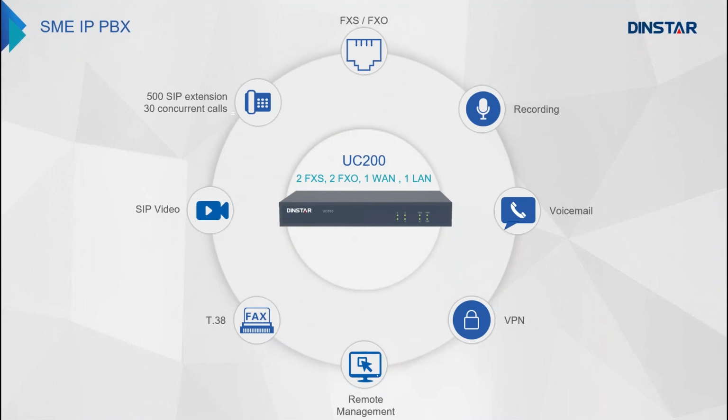The second model is the UC200. Of course, it's more powerful than the previous one, and this one can support 2 FXO and 2 FXS with one LAN and one WAN port. Here we can support 500 extensions and 30 concurrent calls. Besides that, we also support call recording and voicemail, even VPN. For example, you use the VPN to connect to the branch office, and it also supports remote management.